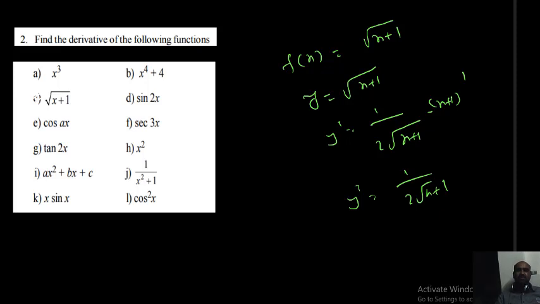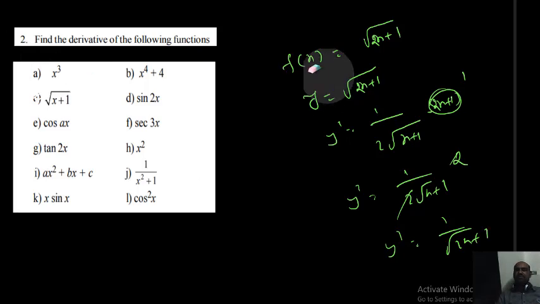For example, the problem is given: f of x is root over 2x plus 1. The derivative of 2x plus 1 is 2, so into 2, the 2 gets cancelled. So y dash equals 1 by root over 2x plus 1.